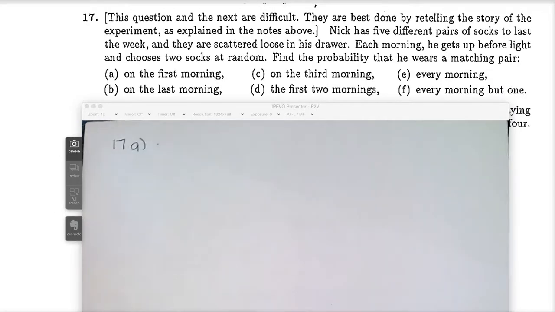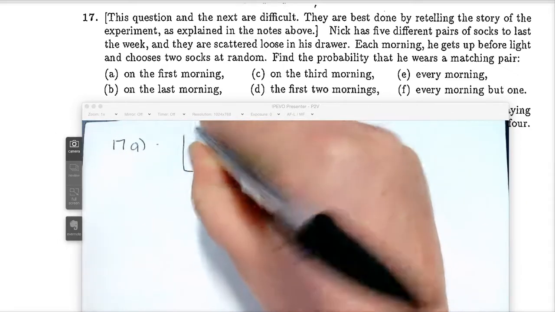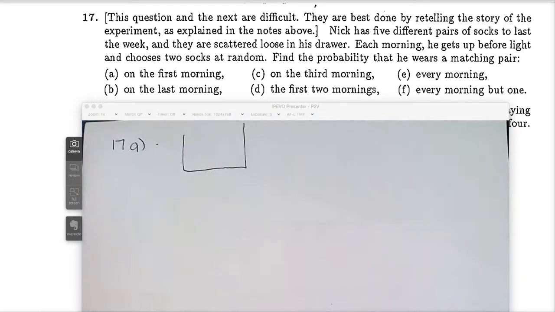Ladies, question 17. So question 17, he's got 5 pairs of socks in the drawer, right? So he's got 10 socks in the drawer.